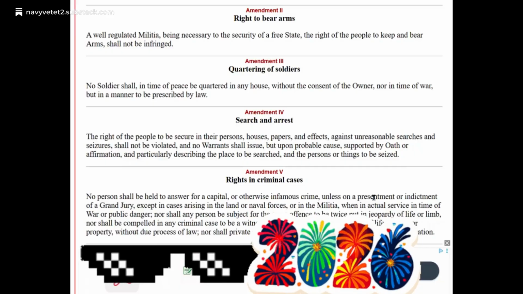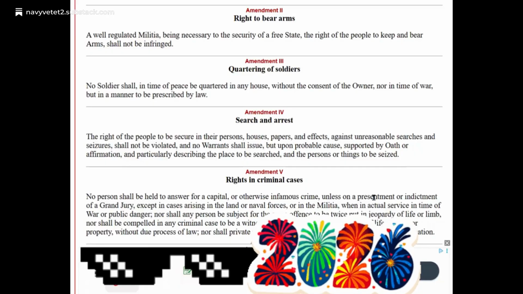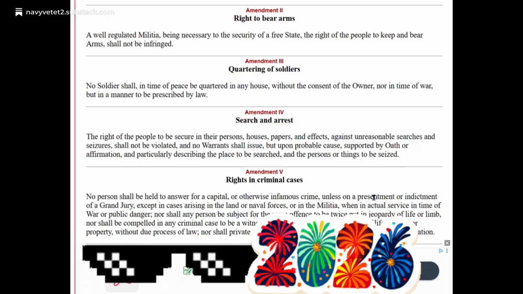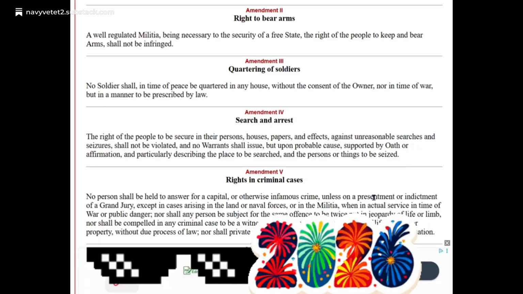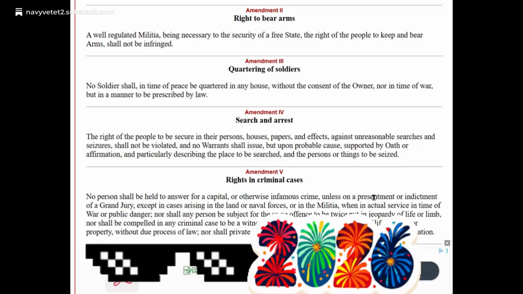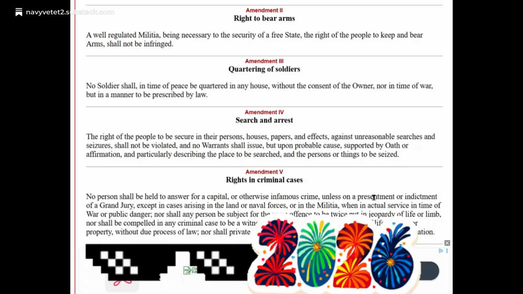Yes, it is. Because it reads, a well-regulated militia, comma, being necessary to the security of a free state, comma, the right of the people to keep and bear arms, comma, shall not be infringed. So is it all one thought or is it multiple thoughts? That's the controversy that's been going on forever.